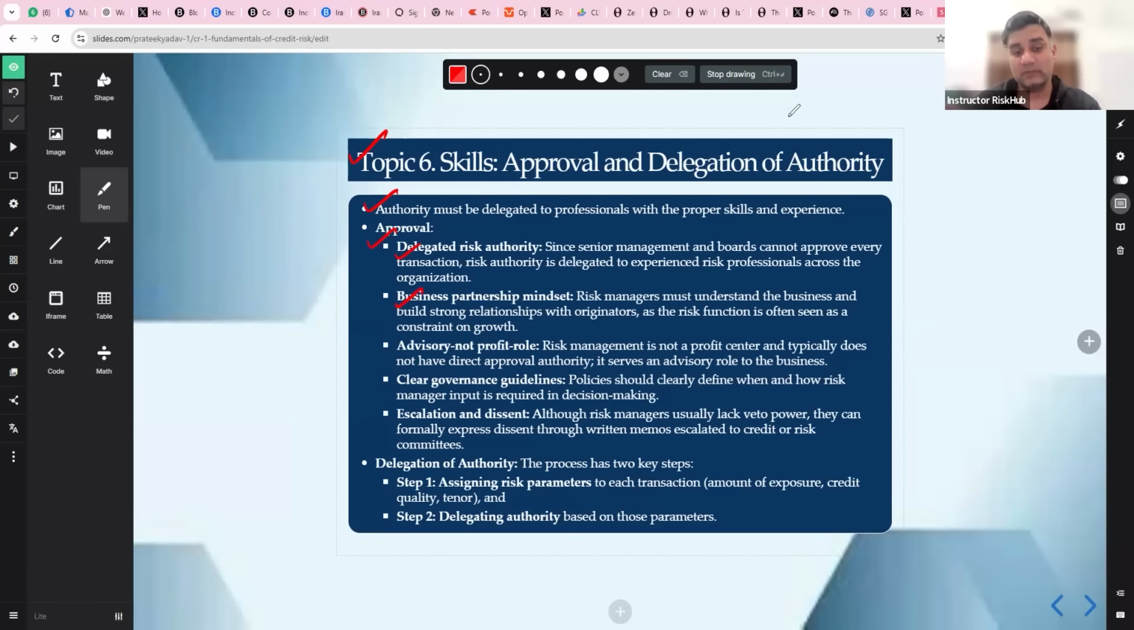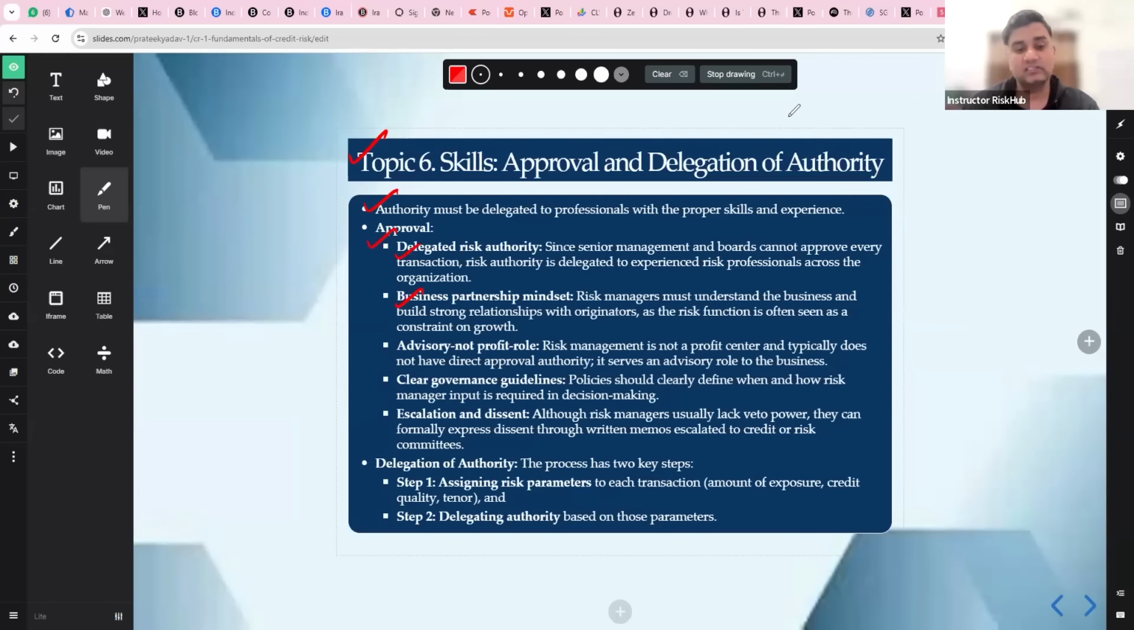You need to have a business partnership mindset. Very important cultural concept: risk is not the enemy of business. Risk management must understand the business model, price your risk correctly, and facilitate controlled growth. This links to your RAROC, or risk adjusted return, and your capital allocation. There is an advisory role. Risk is usually not profit generating, it protects your capital. So risk gives its opinion, business executes within policy, and this creates tension.